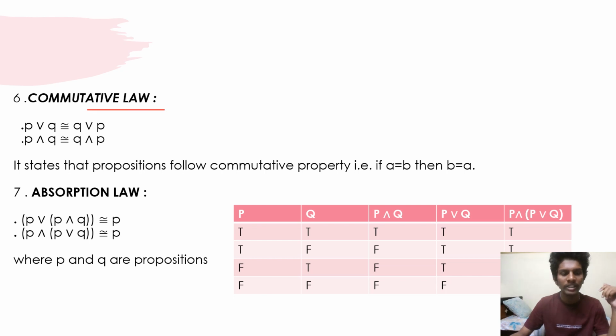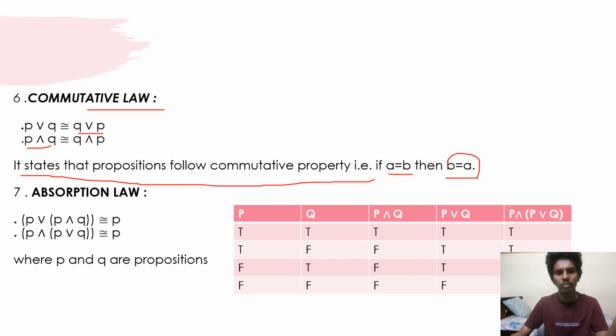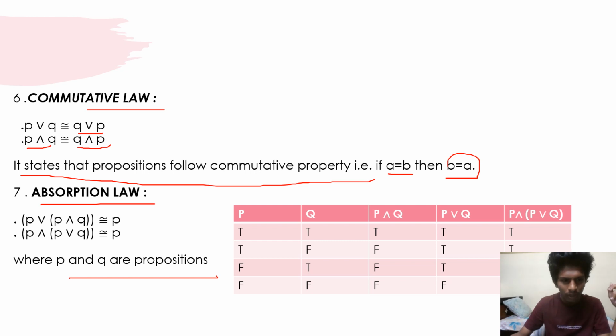the commutative law. It states that propositions follow the commutative property, that is, if A equals B, then B equals A. So if P or Q is there, then we can write Q or P. If P and Q is there, we can simply write Q and P, vice versa. Next, I am going to discuss the absorption law. Here P and Q are propositions. If we do P or (P and Q), then we will get P as the resultant value. P and (P or Q) will get the final answer as P.